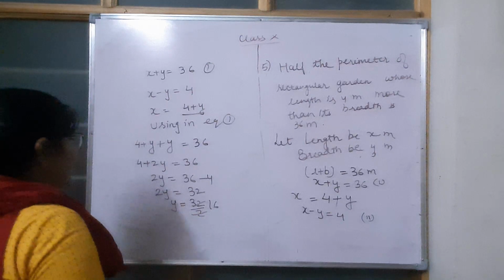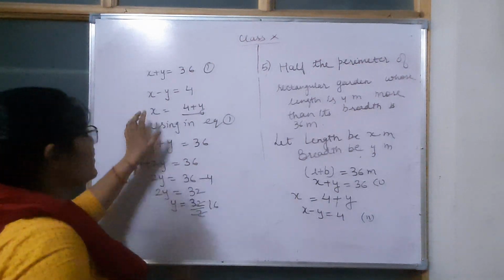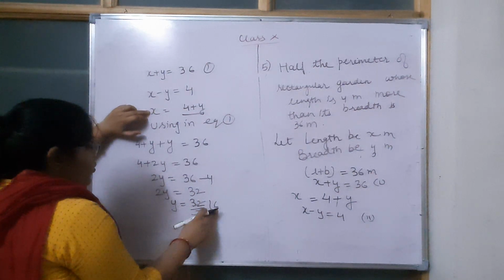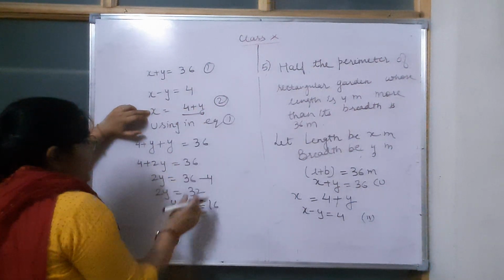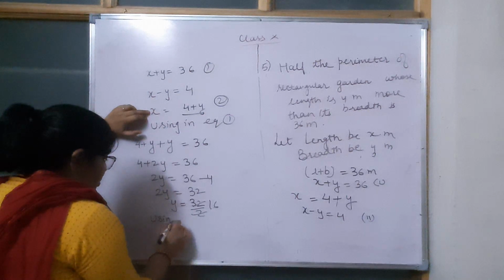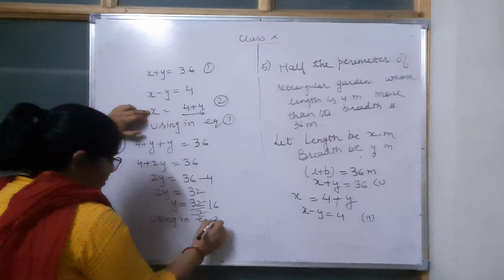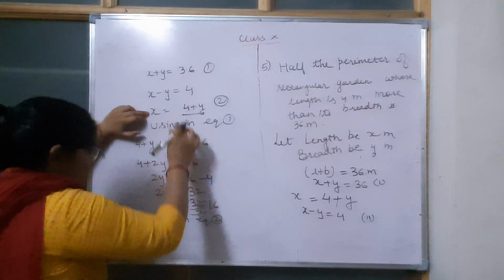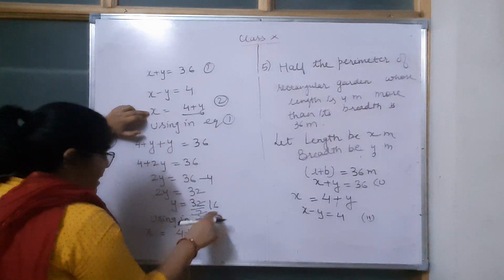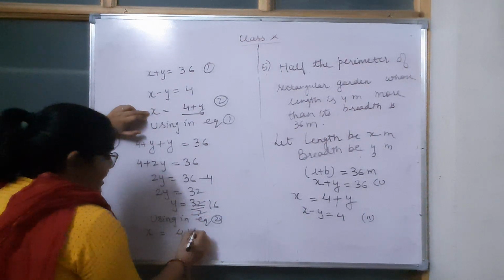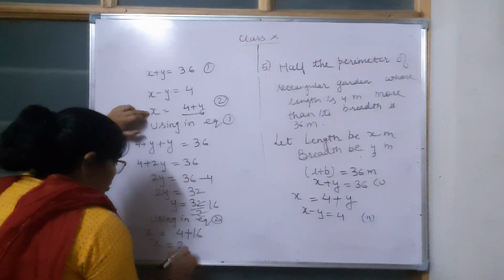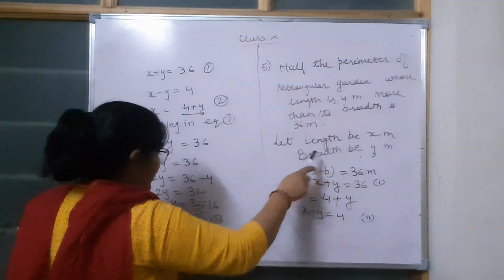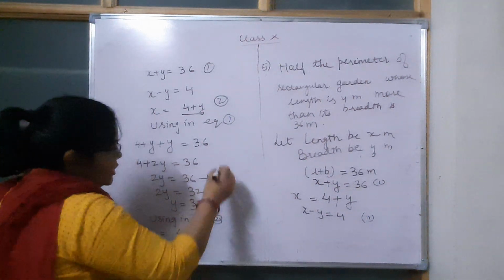Now we just need to find the value of x. So how would you find out the value of x? Okay, this is the value of x. So y is equal to 16. We are putting it in equation 2. Just look here. x equals to 4 plus y. What is the value of y? 16. So x is equal to 20. It means our y is what? Breadth. Breadth is 16 and length is 20.